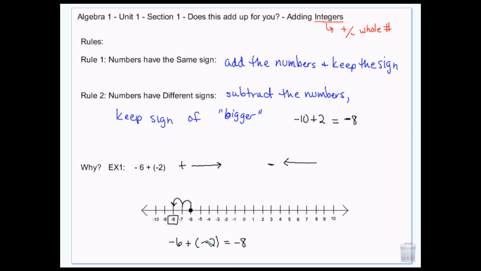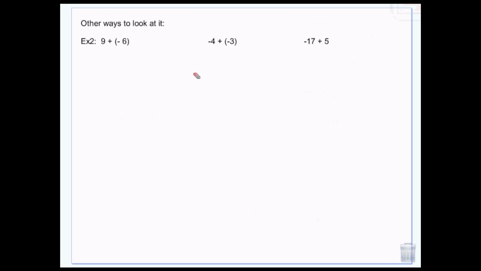Why the parentheses? Because you don't write 6 plus minus like that. It's confusing. So the parentheses on the second negative are just to clarify that it's a negative number. Get rid of that because it's ugly and we don't like it. We like to look at things in different ways.